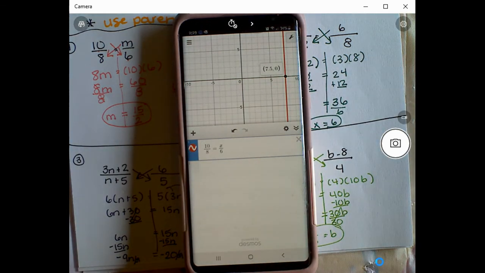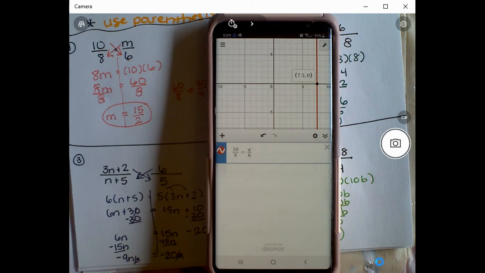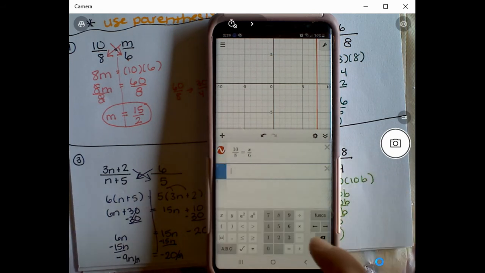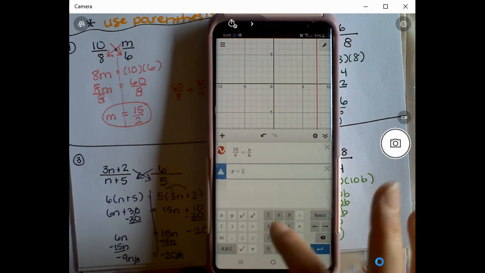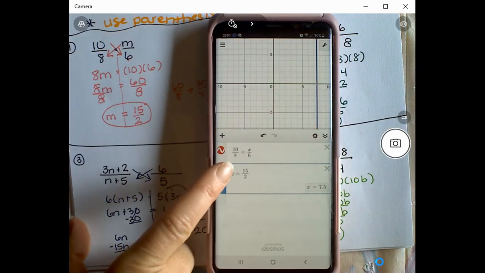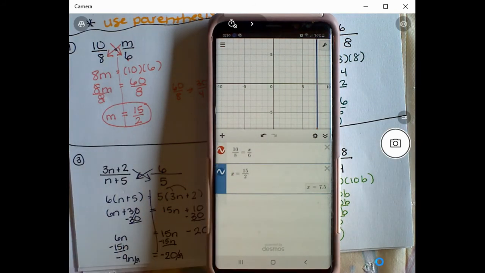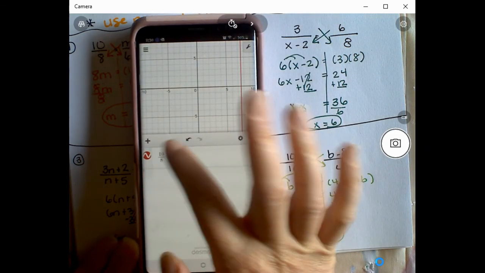And here's how you check your answer. You click on the x-intercept, that's the solution, and the solution says 7.5. If you can't really see that this is the same, you could type x equals 15 over 2, and you'll see it's the same. Okay? All right, so we're good on that one. Let's check the other one.